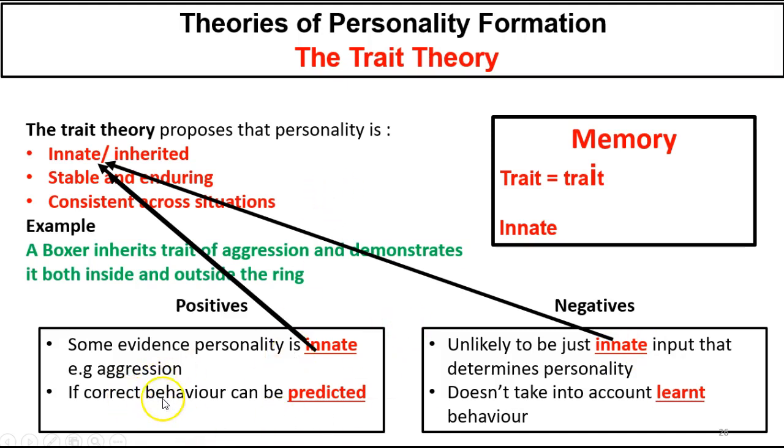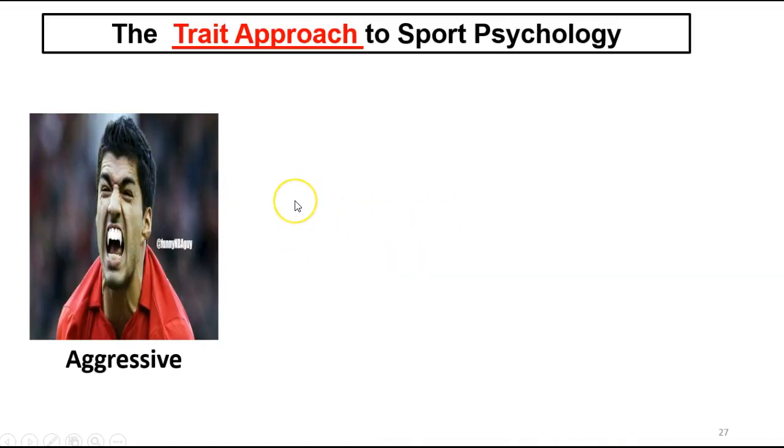And on top of that, if correct behaviour can be predicted, as we said there, it doesn't take into account learned behaviour. So you've always got the criticism based around the other approach. So let's have a look then at our next approach, which is going to be the social learning theory. Oh, in fact, let's just have a quick look at this. How does this work? Just see an example.